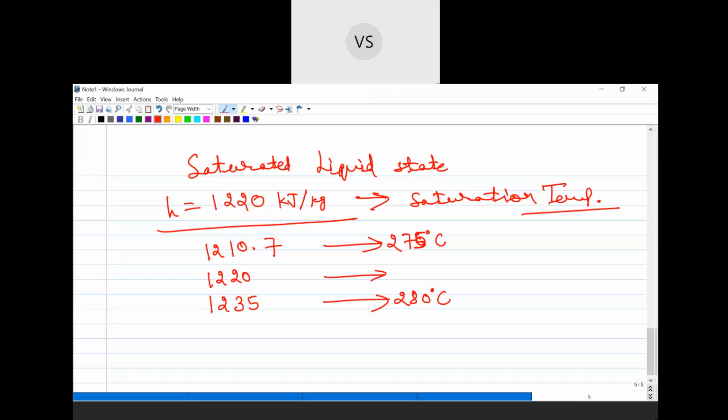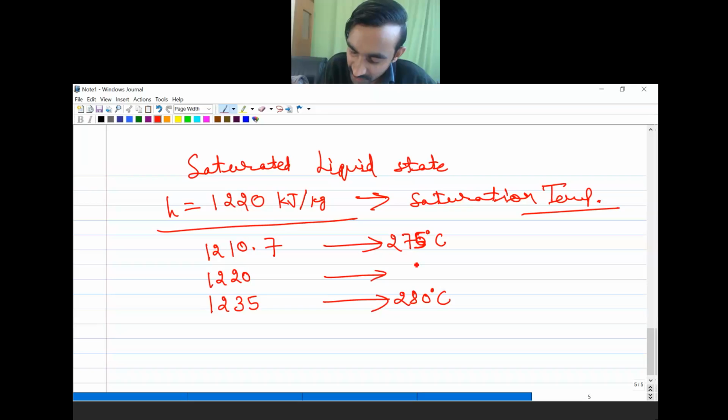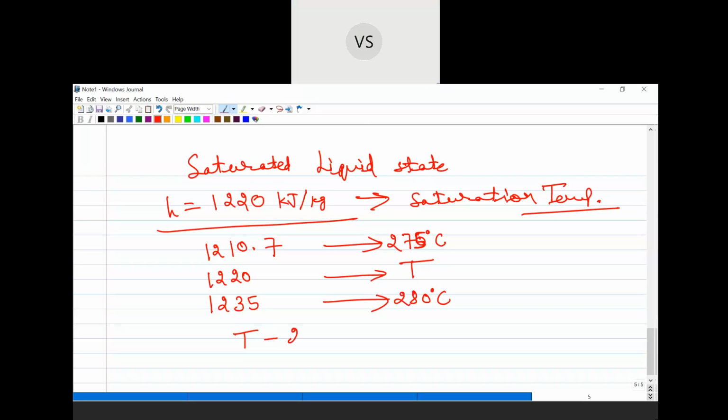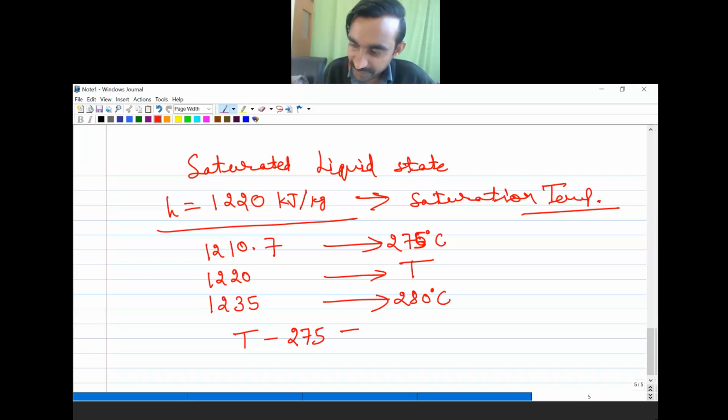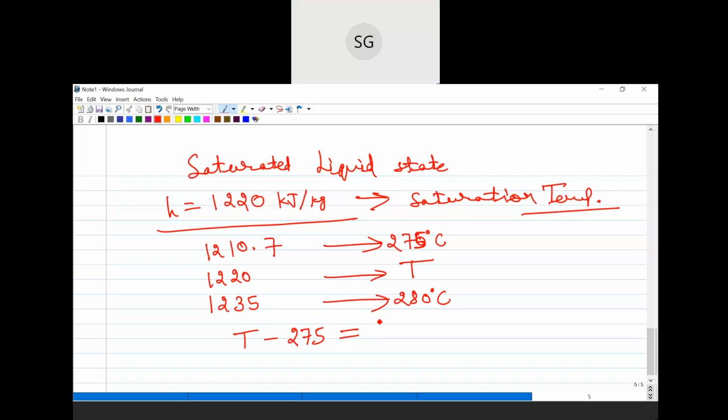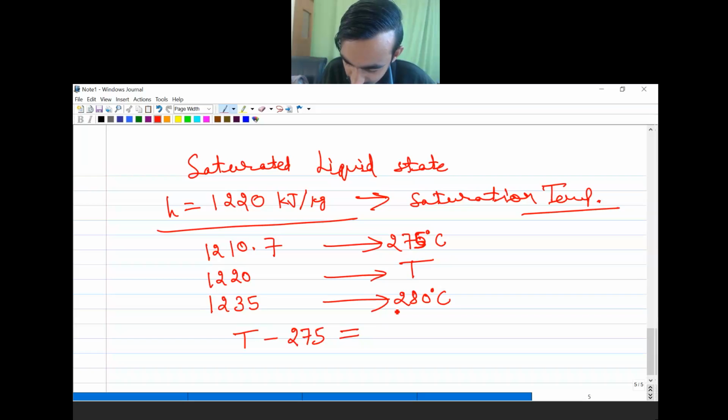Okay. So now I can take linear approximation. Yes. So what will be my answer then? If I say T is my unknown parameter, what will be the equation? T minus 275 will be equal to, sir, we'll get 277.1. Oh, you have calculated also. Good. So give me the detailed formulation.